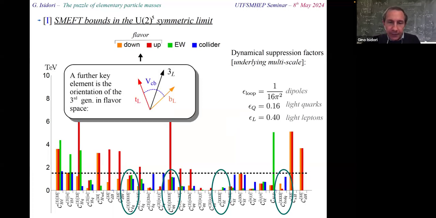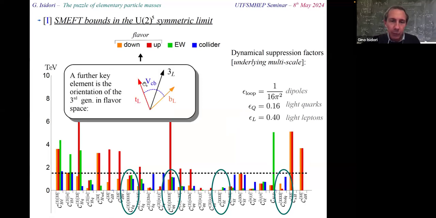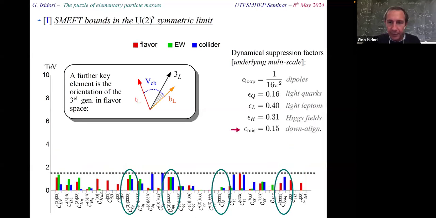Finally, there is an issue about the U(2) symmetry, because I have to tell you what the third generation is. We don't know if the third generation is exactly the bottom or the top, so there is a mixing here, and a free parameter that we can adjust, which is the alignment of the third generation. This is a bit of a technical point, but again, we fix this parameter too. And you see, all these parameters are not particularly tuned, and we have been able to put all the operators with bounds below 1.5 TeV.